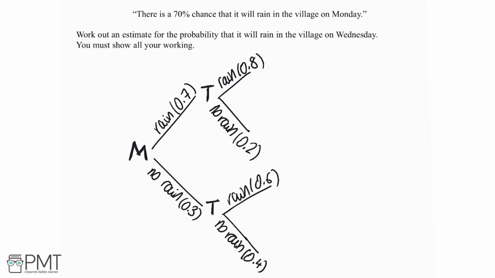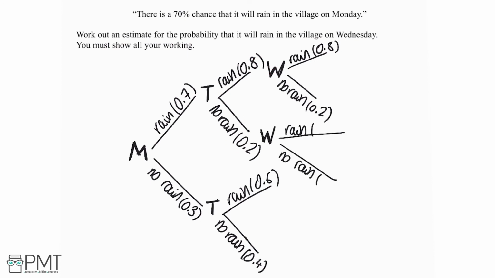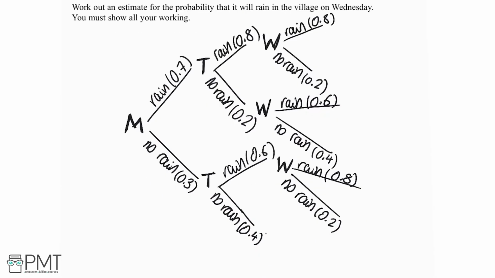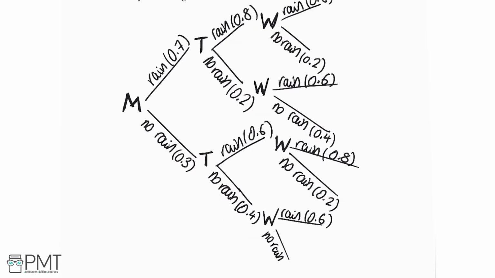So it rained on Tuesday. The probability for rain, again in the question, if it rains on one day, the probability that it will rain on the next is 0.8. And the probability of no rain is going to be 0.2. It didn't rain on Tuesday. And we know if it doesn't rain on one day, the probability that it will rain on the next is 0.6. So on Wednesday, probability of 0.6, and then no rain, 0.4. And for this branch, we've got Wednesday here. So again, because it rained on Tuesday, the probability that it will rain on Wednesday is 0.8, and no rain is 0.2. And lastly, this path here, it didn't rain on Tuesday, so the probability of it raining on Wednesday is 0.6, and the probability of no rain is 0.4.